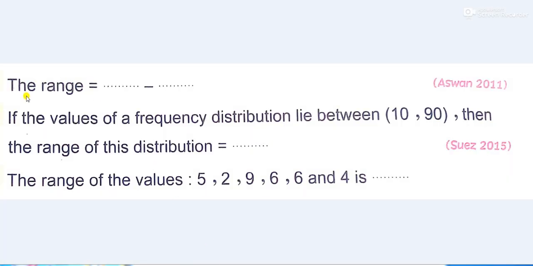Complete the following. First question, the range equals space minus space. Range is the difference between the greatest value and the smallest value, or we may say maximum value minus minimum value. Let's see question 2. If the values of a frequency distribution lie between 10 and 90, that means the minimum value is 10 and the maximum is 90. So the range of the distribution will be maximum minus minimum, 90 minus 10, which is 80.